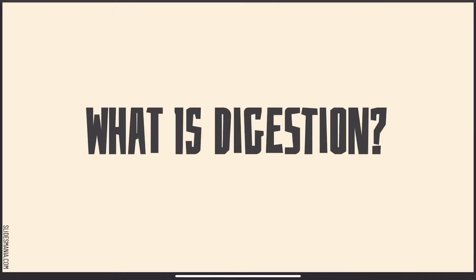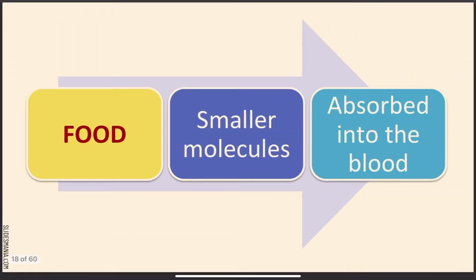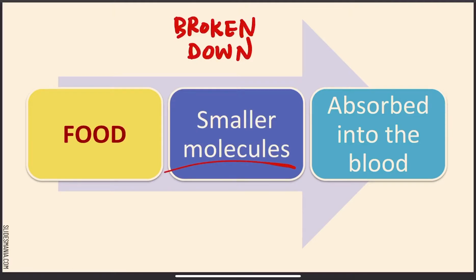What exactly is digestion? As you can see here, this already shows you what digestion is. It is when food is broken down into really tiny molecules. And why is that? So that it can be absorbed into your bloodstream. If the food is not broken down to the molecular level, then it's impossible. Can you imagine one piece of chicken nugget trying to get into your bloodstream? It's impossible. So that is why we need digestion.